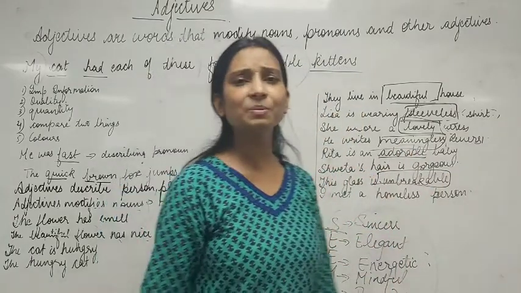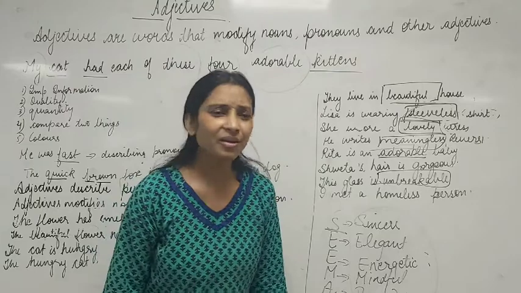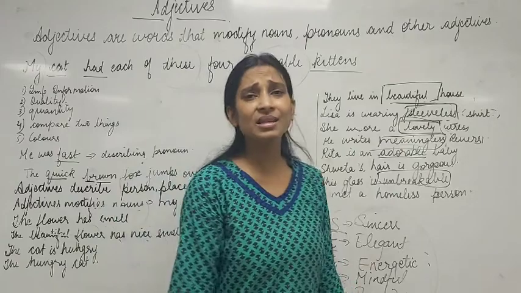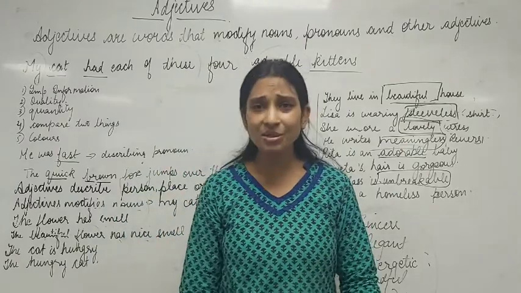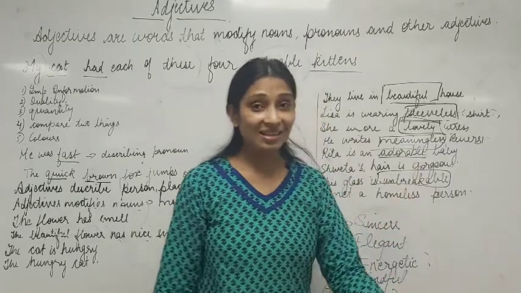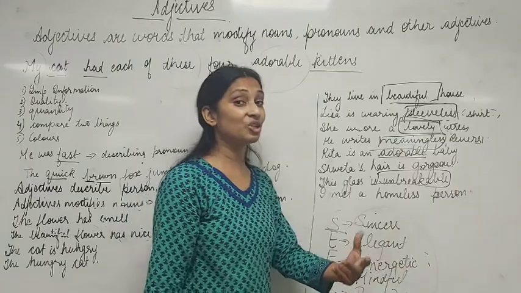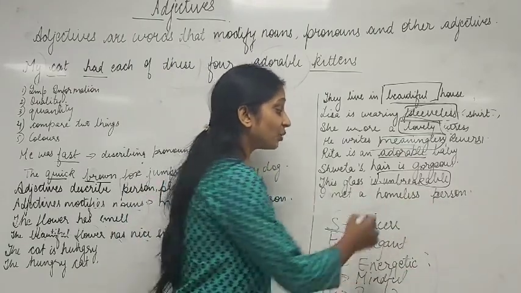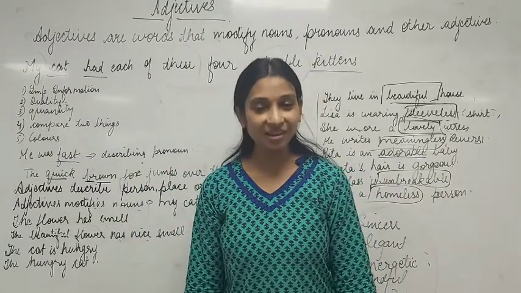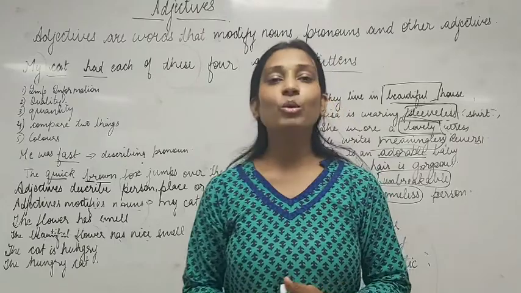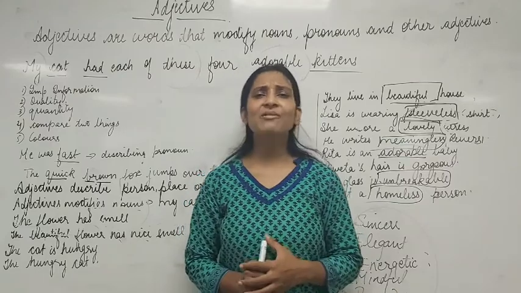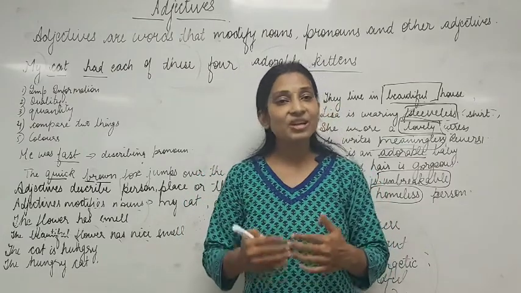I met a homeless person. Clear? So here, if I take person as a noun, is there any word in the sentence that is telling us about the person or is giving us any information about the person? Yes, there is a word that is giving us information about the person, that the person is homeless. So it will be an adjective. Clear, children? So we are definitely not going to proceed with the kinds of adjectives in this lesson, but I hope you must have got an idea of what adjectives are.